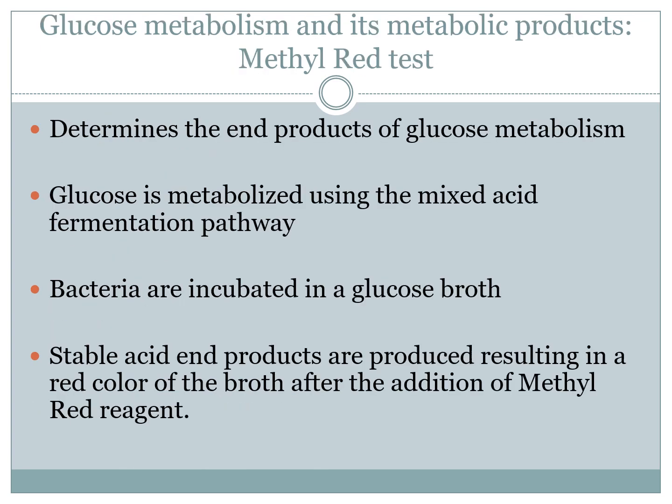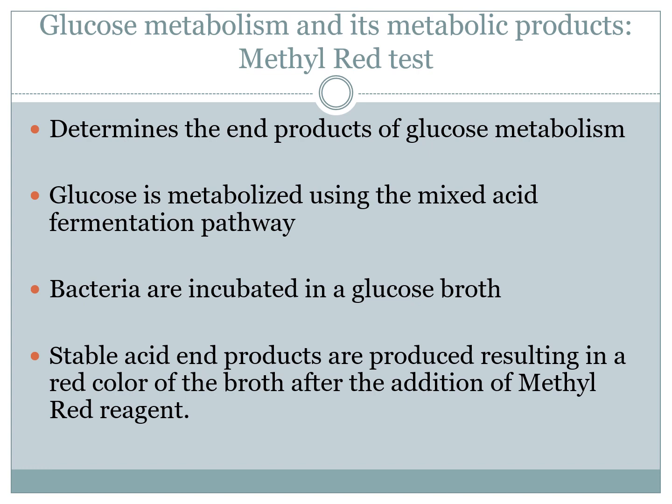So the first test I want to talk about is the Methyl Red test. And this determines the end products of glucose metabolism by using a dextrose broth. We use a broth known as MRVP broth because we do the Methyl Red test and the Voges-Proskauer test in the same broth. Glucose is metabolized using the mixed acid fermentation pathway. This test can actually take 18 to 72 hours for it to work. Bacteria are incubated in this dextrose broth or glucose broth, and stable acid end products are produced, resulting in a red color of the broth after the addition of the Methyl Red reagent.